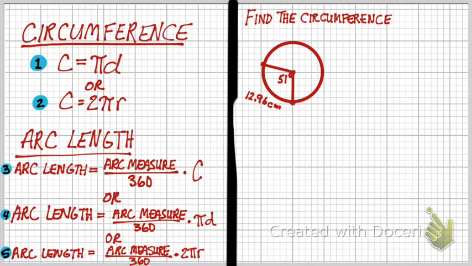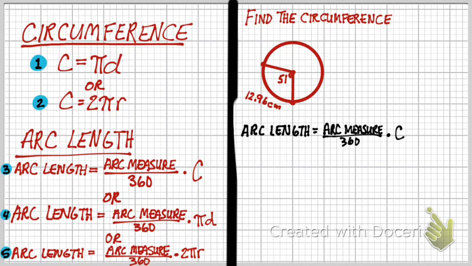In this final example, we need to find the circumference, but the information that they gave us was an arc length of 12.96 centimeters and an arc measure of 51 degrees. So I'm going to use formula number 3. The arc length equals the arc measure over 360 times the circumference. I can't use formula number 1 or 2 because I don't know the radius of the circle, or I don't know the diameter of the circle. So I'm going to have to use formula number 3.